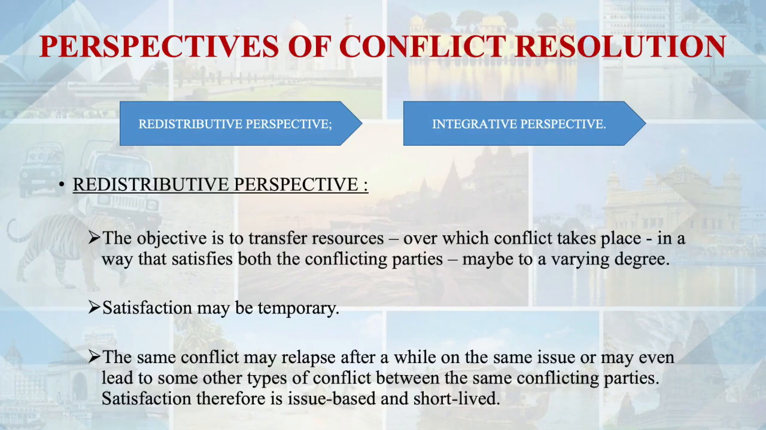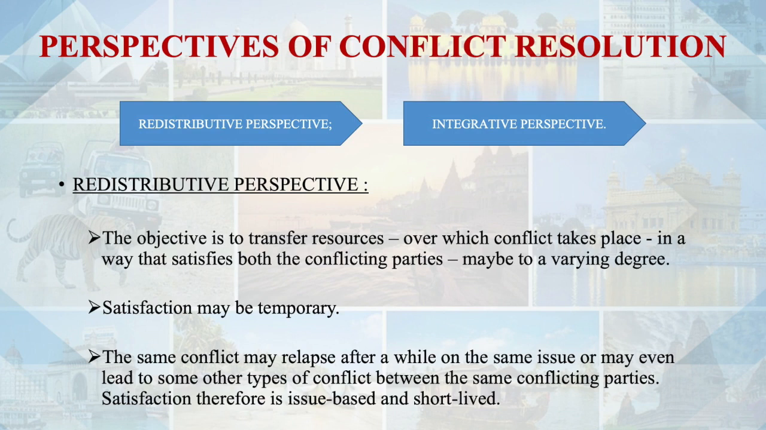As we have seen, in the redistributive perspective of conflict resolution, the objective is transfer of resources. One party may have a larger share of the resources due to transfer, the other party may have a smaller quantity. So conflicting parties may be satisfied with a varying degree of transfer of the resources. And secondly, satisfaction is not guaranteed in this perspective because it could be temporary in nature.